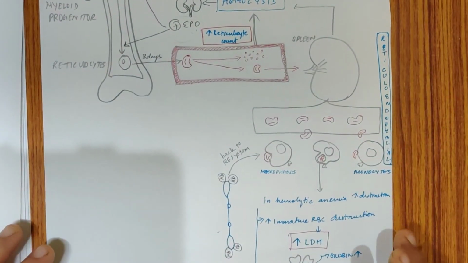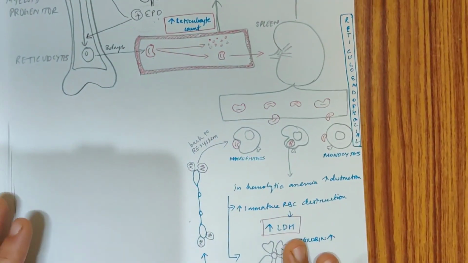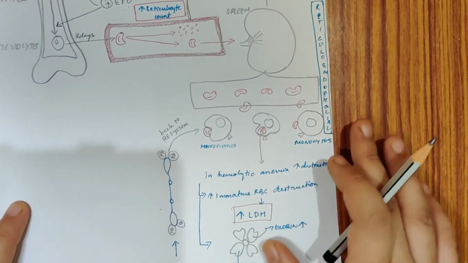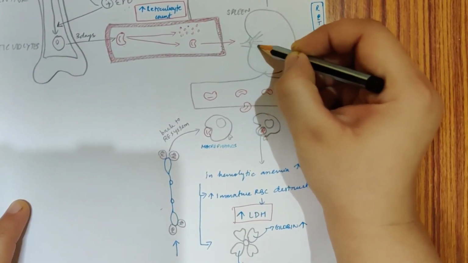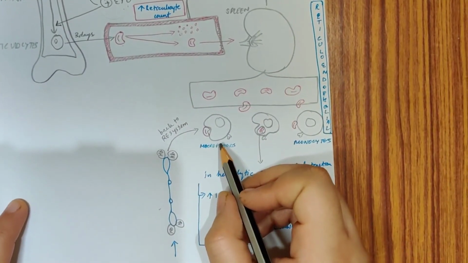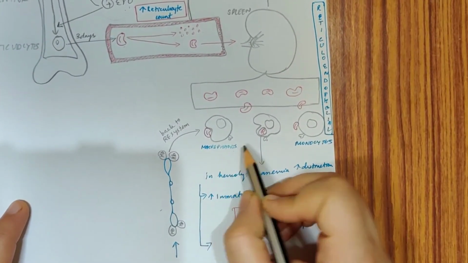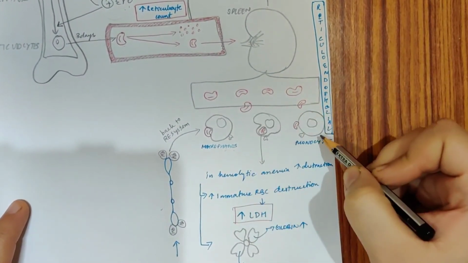So we have to come into the reticuloendothelial system. I finished intravascular, now coming to extravascular. In extravascular you have the reticuloendothelial system. In the spleen, you have the RBCs that come inside. When they come inside, the RBCs have to be broken down by macrophages and monocytes. So these RBCs will get into the macrophages and monocytes.